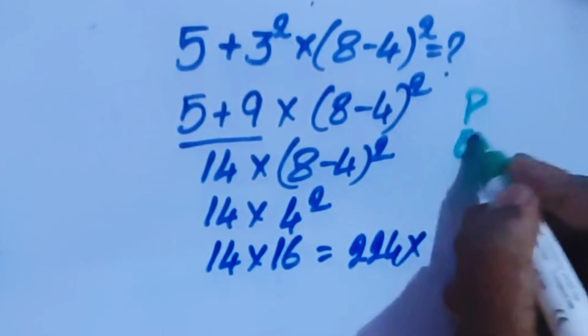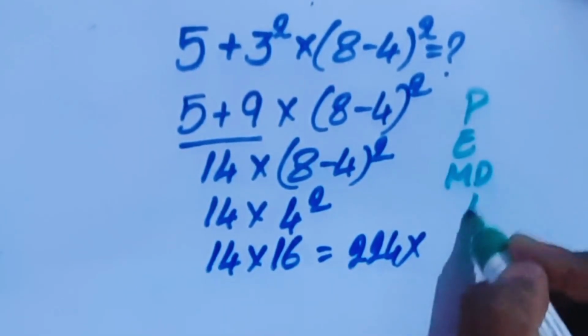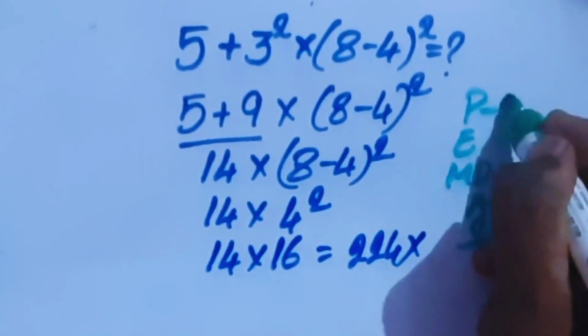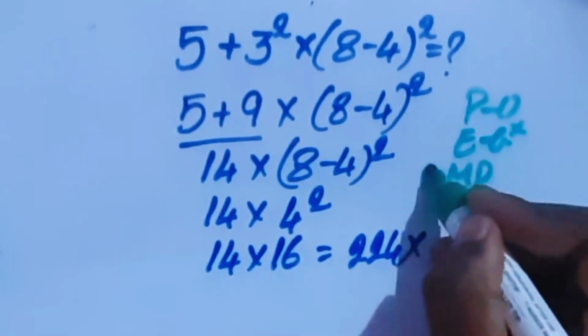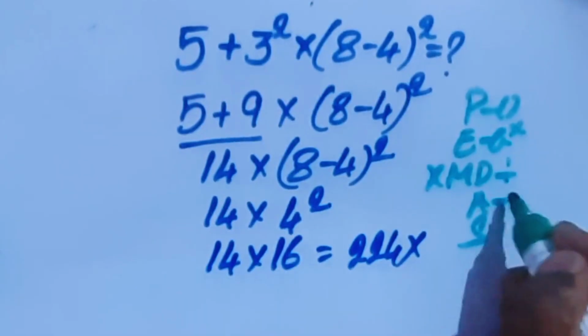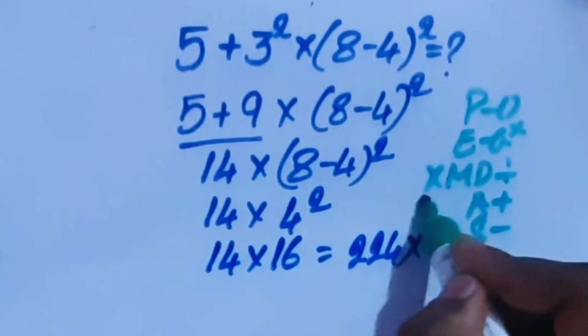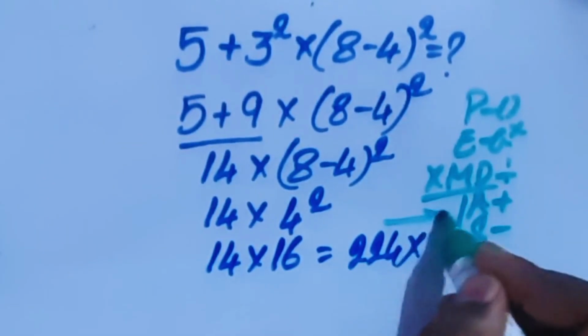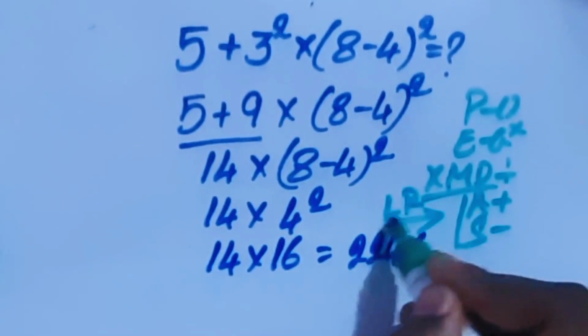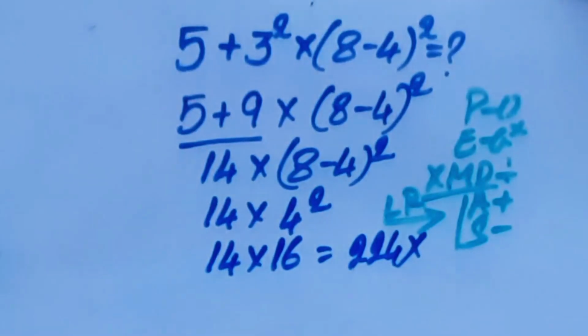Here we are going to introduce this PEMDAS rule from order of operations to solve this problem in correct order. Here this is a bracket, higher priority. This is an exponent. M stands for multiplication, D stands for division, A stands for addition, A stands for subtraction. Multiplication and division are both equal priority. Also addition and subtraction are both equal priority. For equal priority we are going to use the left to right rule in the problem.